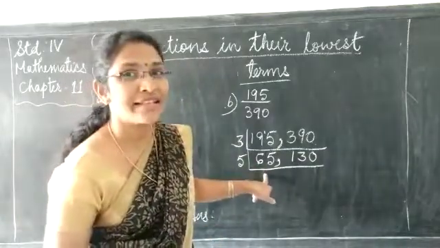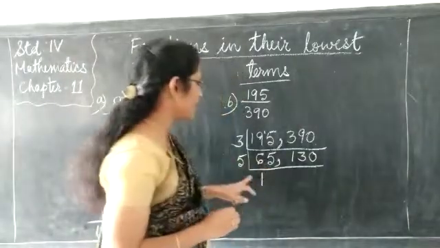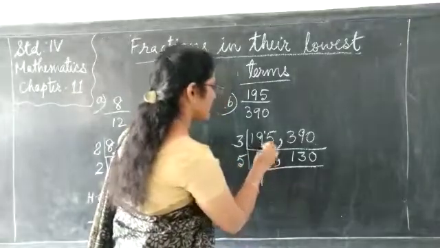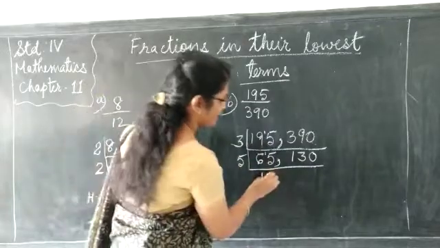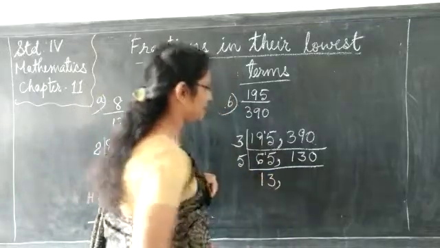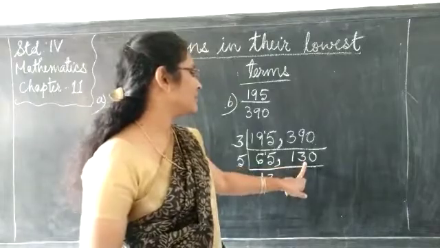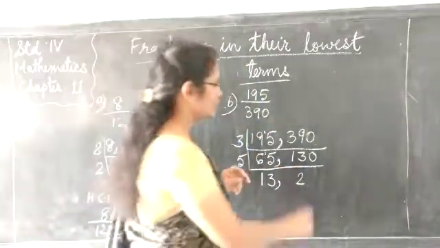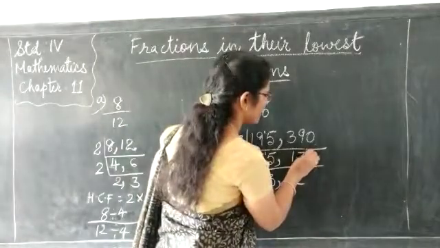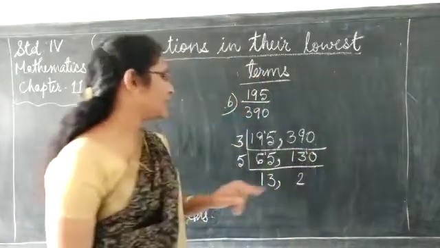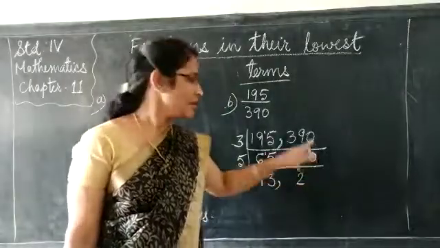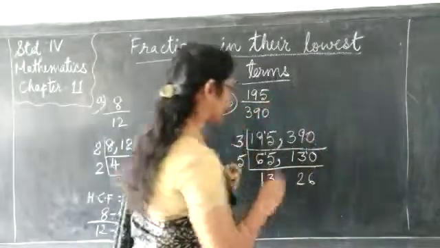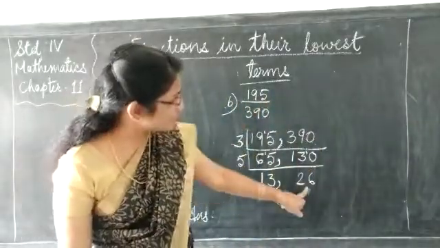How many 5s are in 6? 5 1s are 5. What is remaining? 1. Now the number has become 15. 5 3s are 15. Now how many 5s are in 13? 5 2s are 10. And what is remaining here? 3 is remaining here. The number has become 30. How many 5s are in 30? 5 6s are 30.